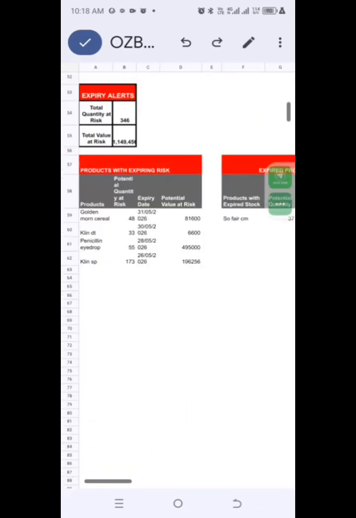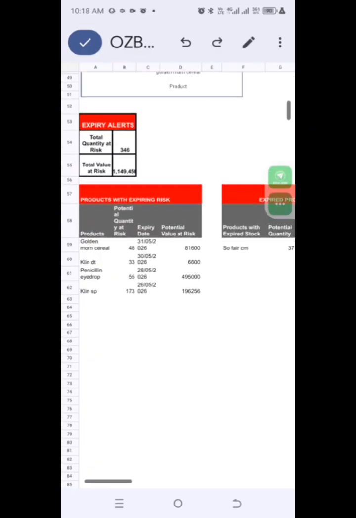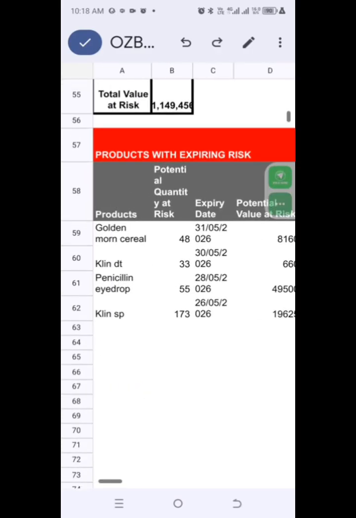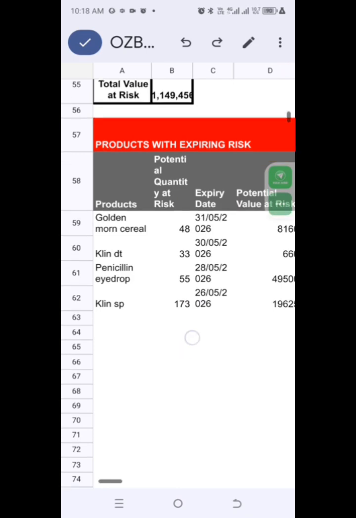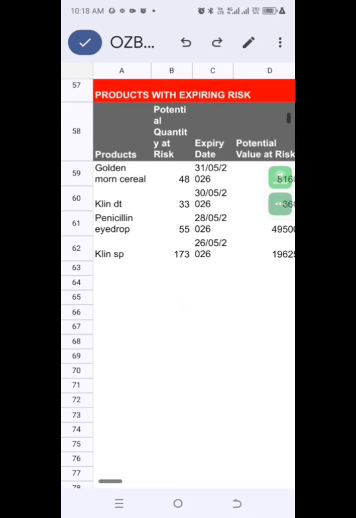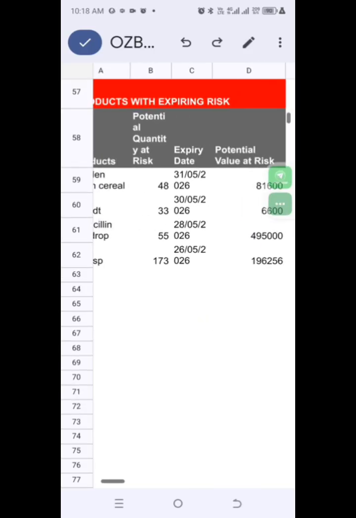So let's see other things now. For this business, we have products. We already saw in our inventory that there are products that are about to expire. You can see these products, Golden Moss Cereal, expiring on the 31st of May. Even that's the one we bought today. Clean penicillin, clean detergent and clean soap will be expiring in this month of May. So you need to fast track the sale of these products.